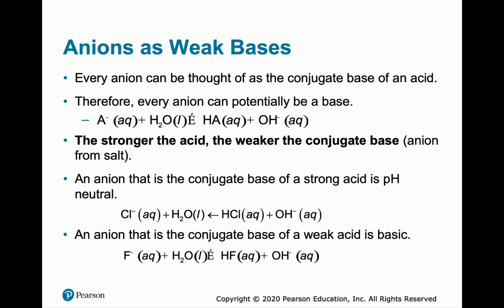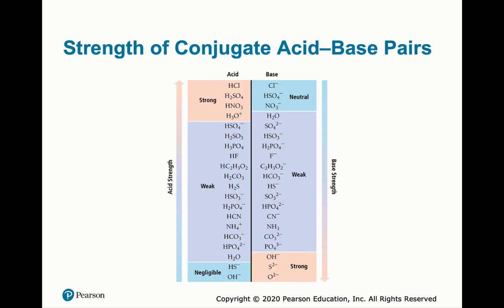A little bit of caution, though, for sulfuric acid: HSO4 minus is the conjugate base of sulfuric acid, but that's actually a fairly strong acid. So that's a bit of an exception to the rule. But the anion of the acid is a weak base, so if you put it in water, it will shift the equilibrium. So here are the relative strengths of the acid-base pairs.